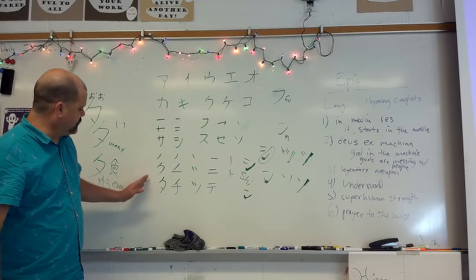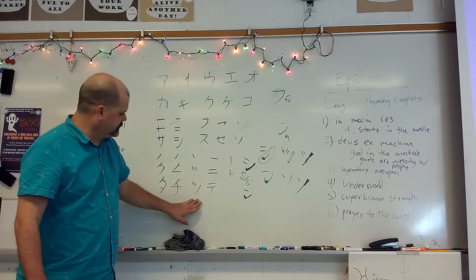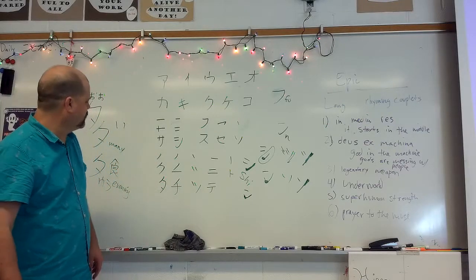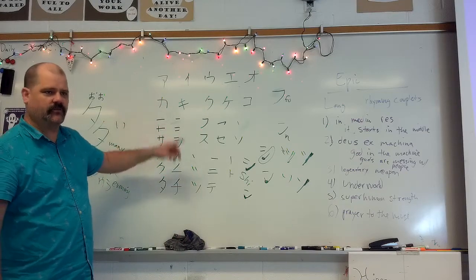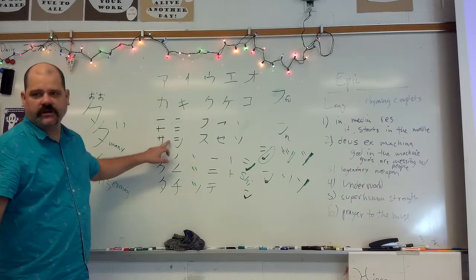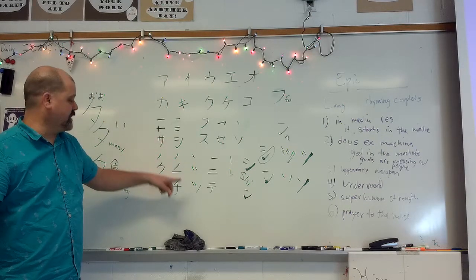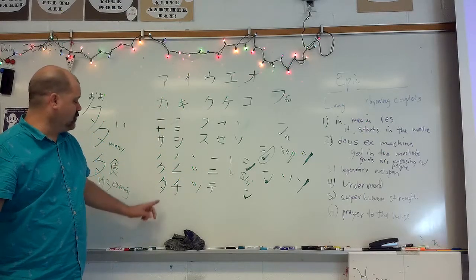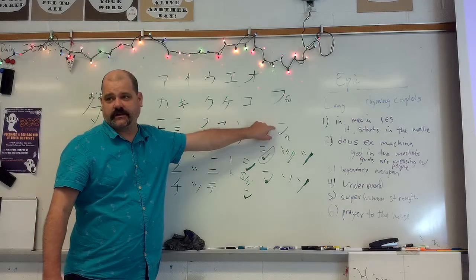Okay, so let's say the second one together. Ta, chi, tsu, te, to. Now, just remember, if you need to remember the difference between the two, this is an equal sign and a check. That's how you write shi, right? Tsu, on the other hand, is down, down, down. Okay? So n is a minus and a check.